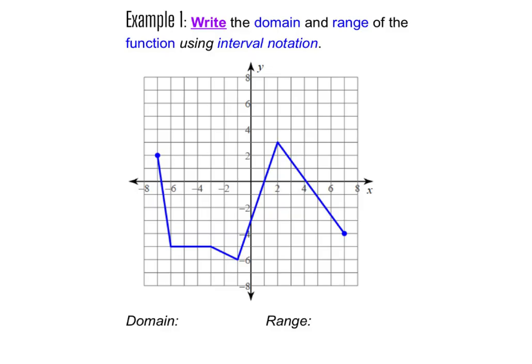In this example, we want to write the domain and range of the function using interval notation. So interval notation means that there is some interval where stuff is happening, and we're going to use a notation to say what section that is happening in. Domain is all of our x values, so I want to look at all the possible x's for domain.